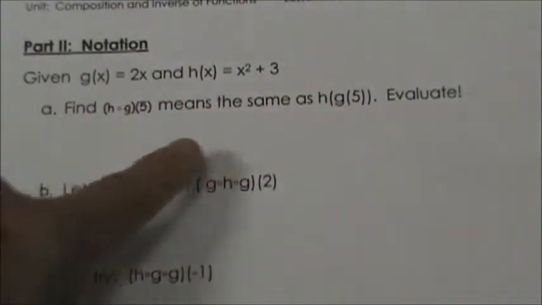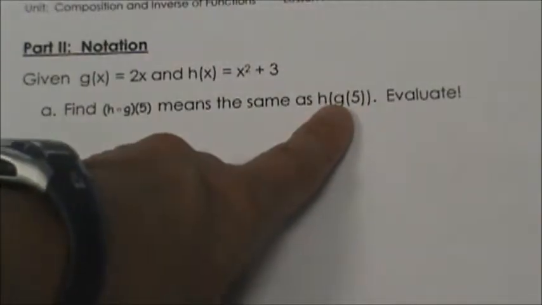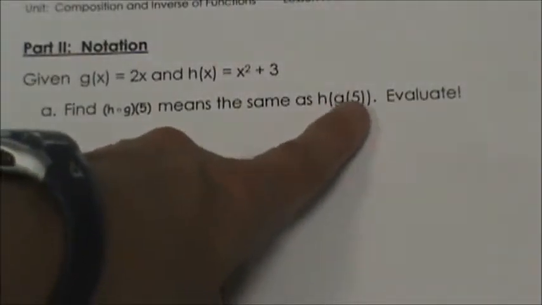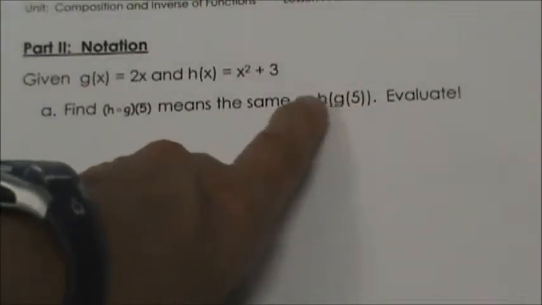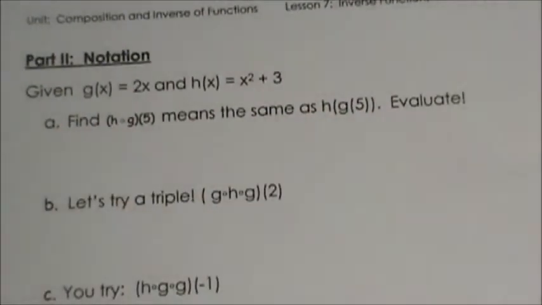So let's just evaluate that. Do you remember how to do that from a couple days ago, or a couple lessons ago? We're going to plug 5 into the g function first, then take that output and plug it into the h function. So let's work through that.